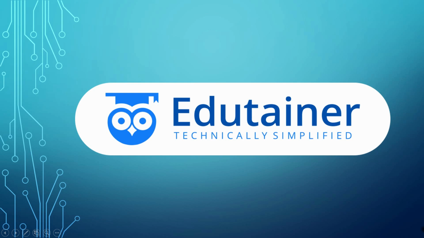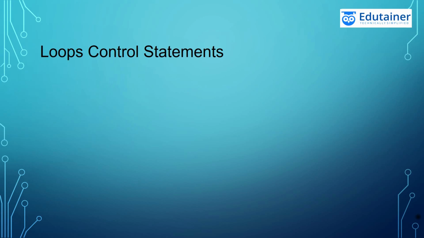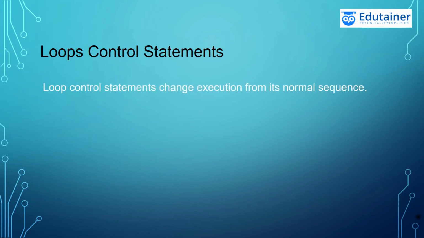In this lecture, we will be talking about loop control statements. So let's start. Loop control statements change execution from its normal sequence. The name suggests that we will be controlling the loops. There are two types of control statements: the break statement and the continue statement.